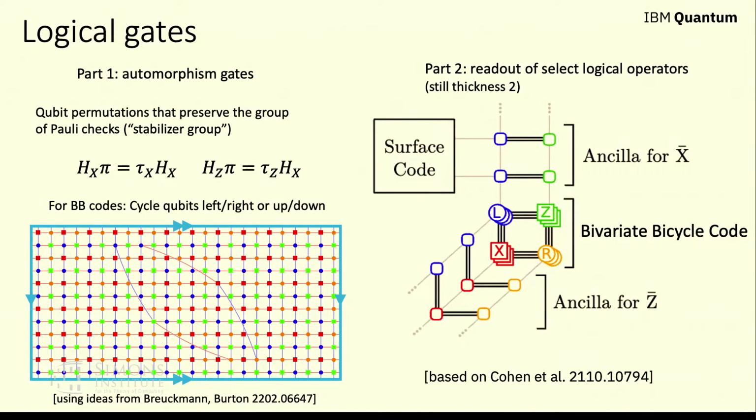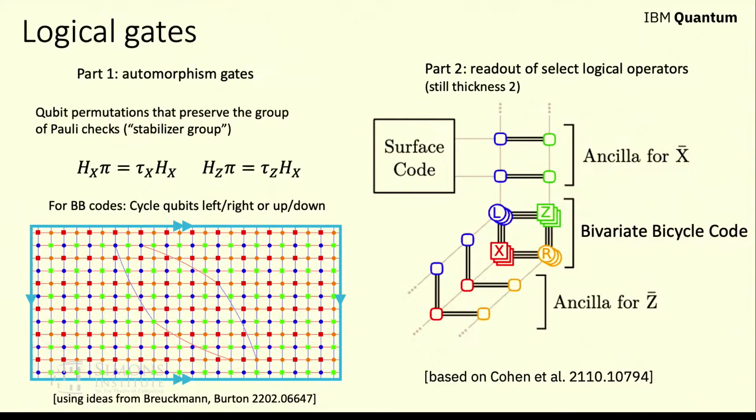Permutations that preserve the stabilizers of the code. Essentially, you can permute the qubits by some permutation pi, and if you can undo that permutation by also relabeling your stabilizers, then we call this an automorphism. Although it preserves the stabilizer group, and so preserves the code space, it can change your logical state, the logical basis of that code state.